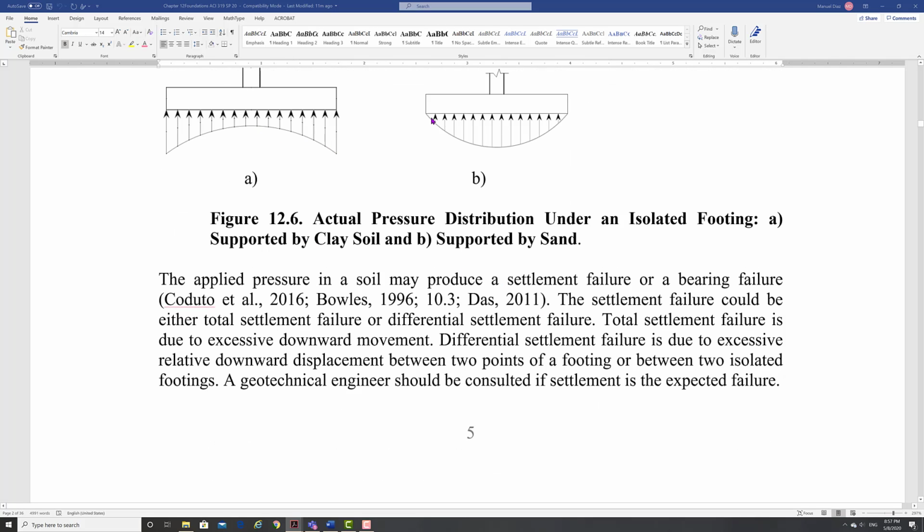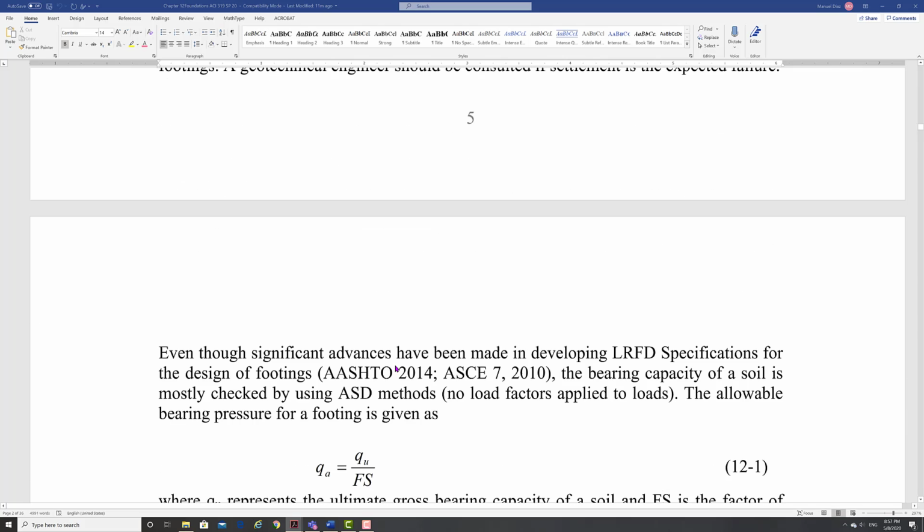How do you find the value of that average rectangular pressure? That's what you're going to learn in your foundations class after your geotech, right? Usually you get it from a geotechnical report. So the people that specialize in that, they will give you those numbers.